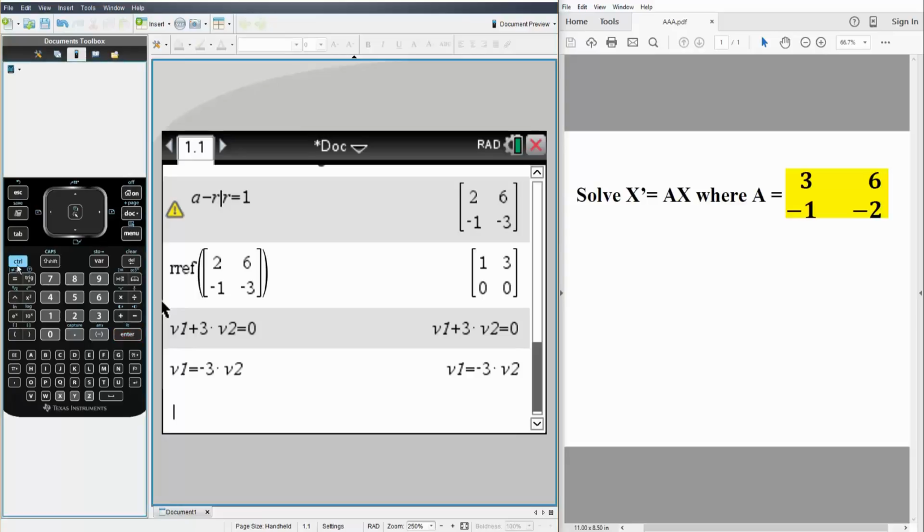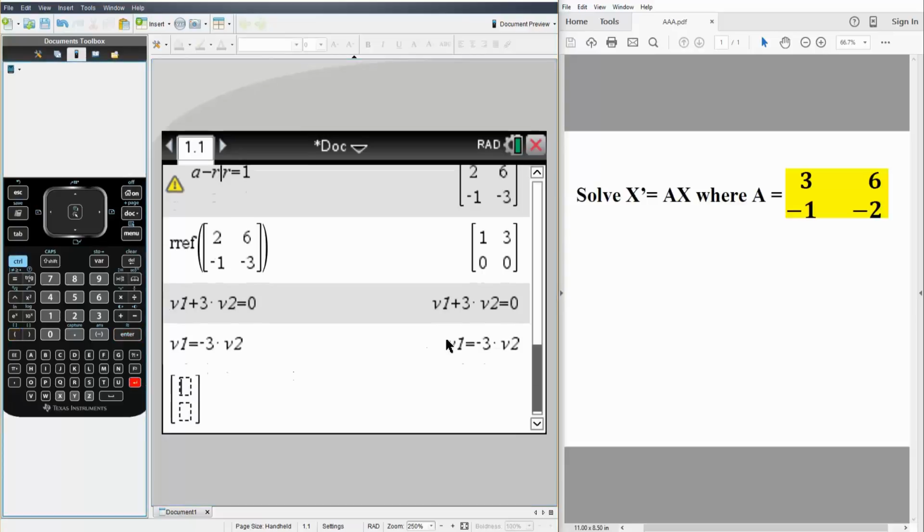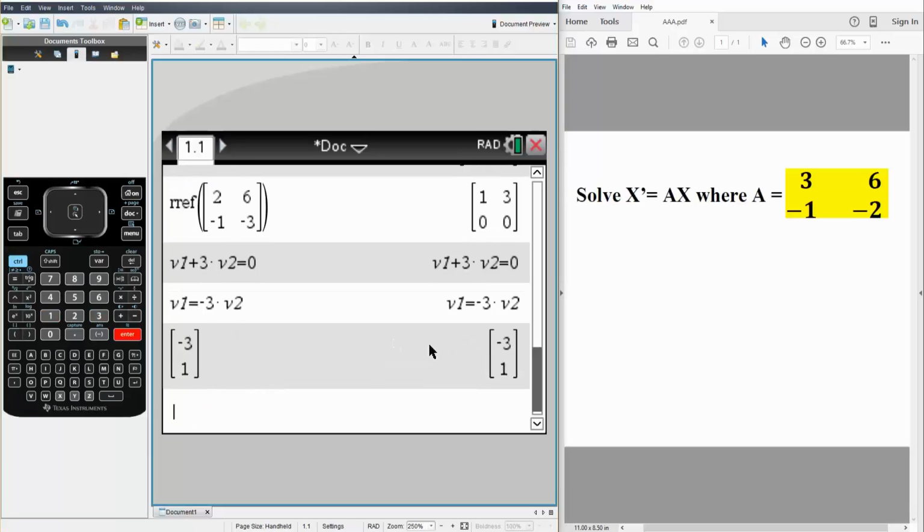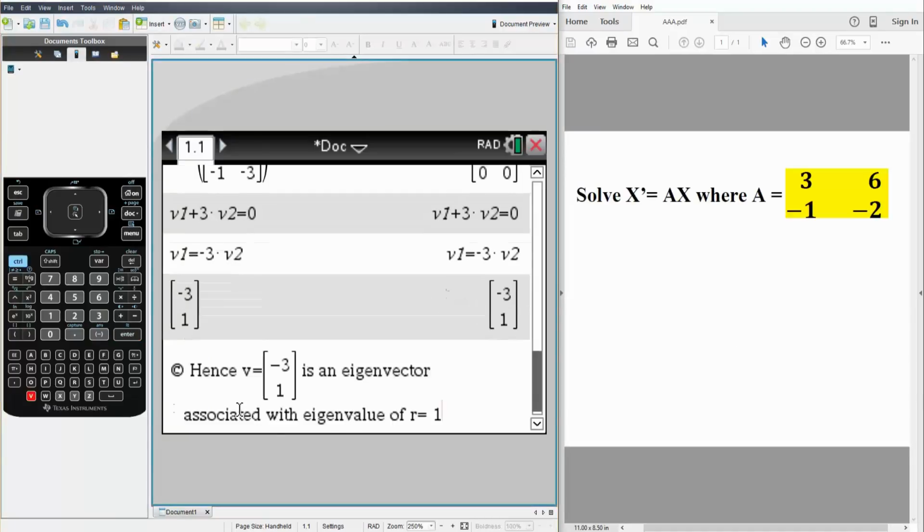And that means our eigenvector would be, if we plug in 1 for V2, then V1 would be -3. And so this is our eigenvector. And so we'll make the same statement. We will say that hence V, the eigenvector of this, is associated with the eigenvalue of R is equal to 1. And so we're almost there.